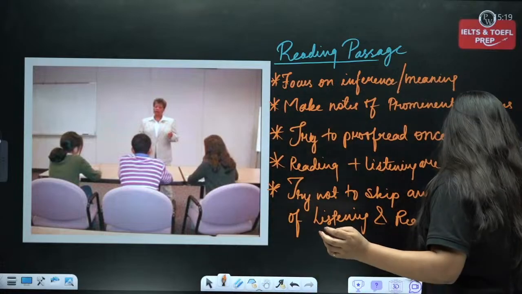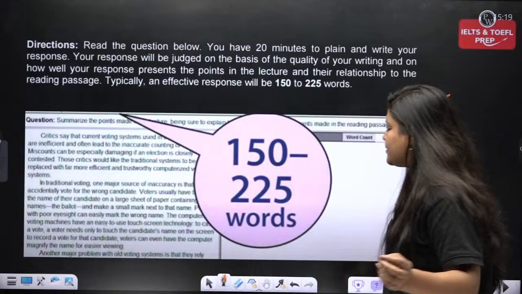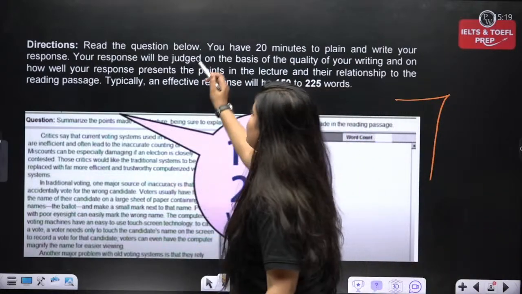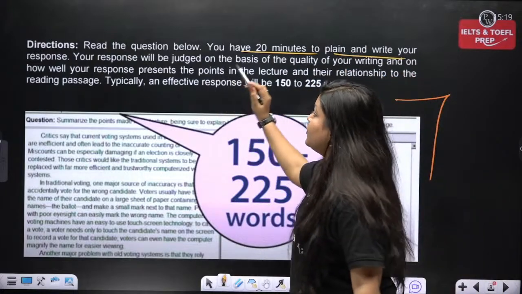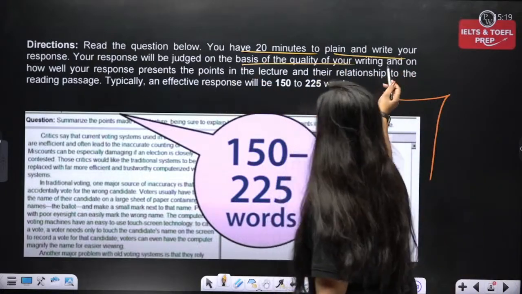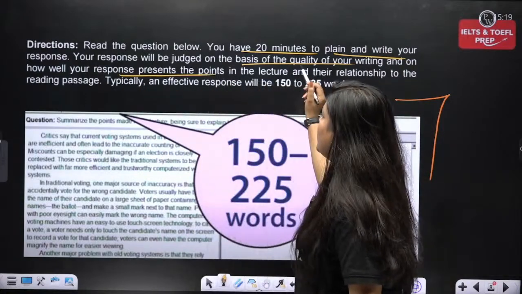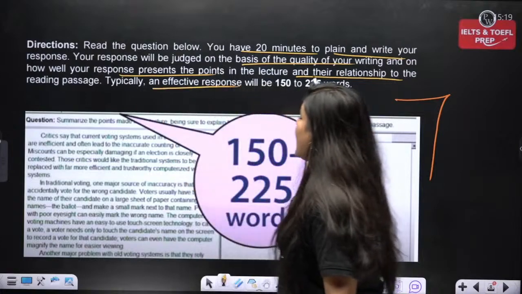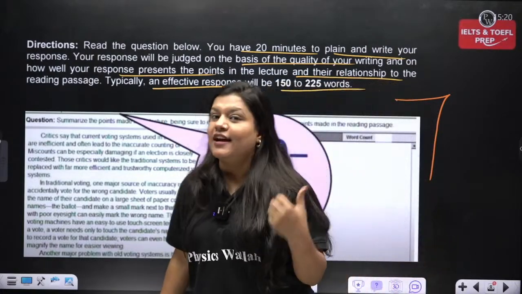Now, yes, this is the exact preface of the question that you're going to encounter in your examination. Read the question below. You have 20 minutes to plan and write your response. Your response will be judged on the basis of quality of your writing and on how well your response presents the points in the lecture and their relationship to the reading passage. Typically, an effective response will be 150 to 225 words. That I've already told you.